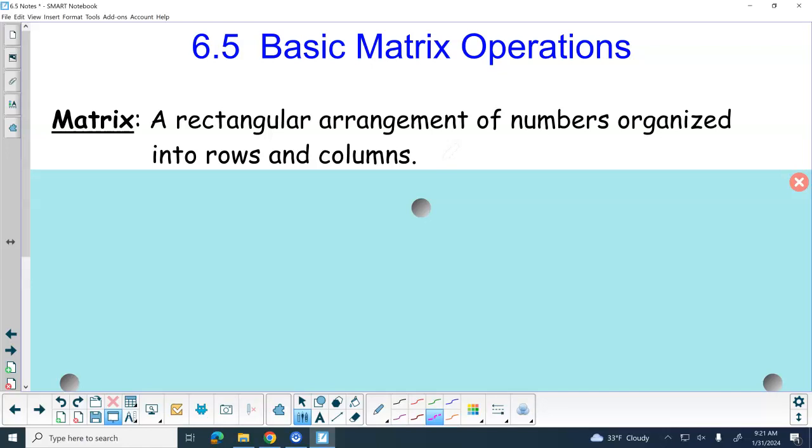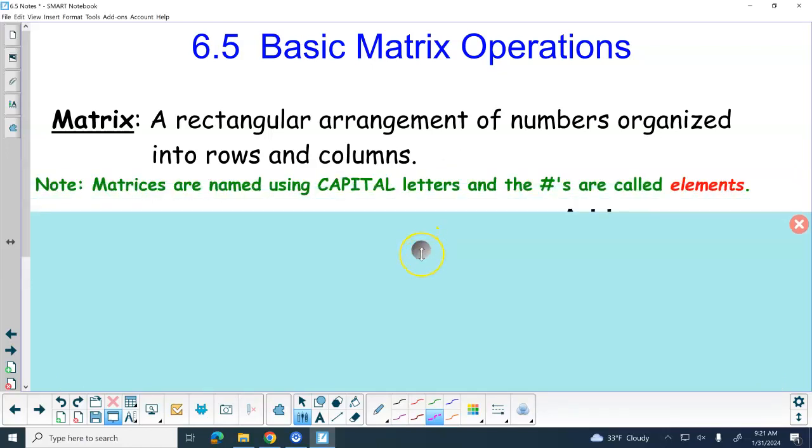Matrices is the plural of a matrix. Matrices are named with capital letters. Okay? So capital A would be a matrix, capital B would be a matrix, and so on and so forth. And the individual numbers that make up the matrix are called elements.